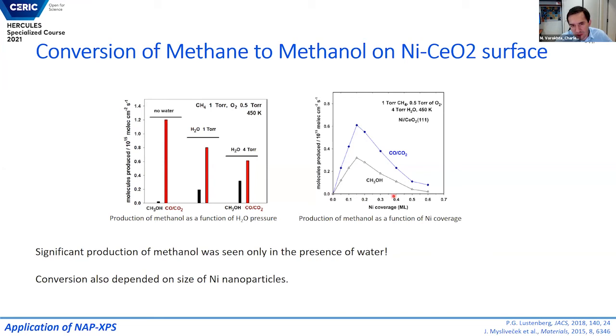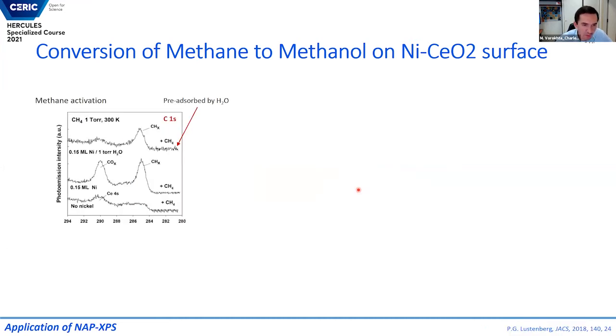And in this case, the production is the highest, because there was some interaction, a kind of metal-support interaction of these particles with the support. However, this is not very important. What is important is what you can see if you try to apply XPS for such studies.